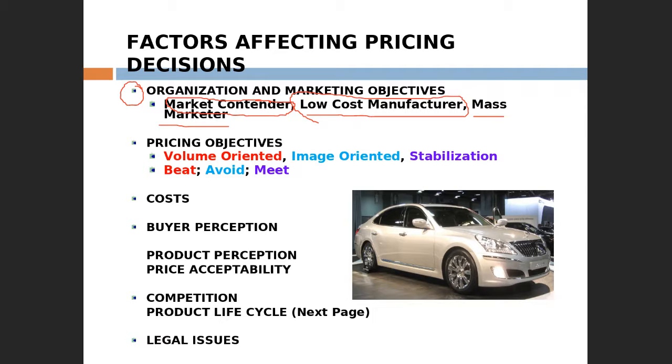Given these objectives, for example, if you stare at them, you should be able to tell that if you want to be a market contender, you want to compete in the market, or be a mass marketer, that is, sell to everybody, you cannot have prices at the higher end of the price spectrum. You have to have prices at the middle to lower end. So depending on who you want to be in the marketplace, what kind of player you want to be, you will set your prices accordingly.